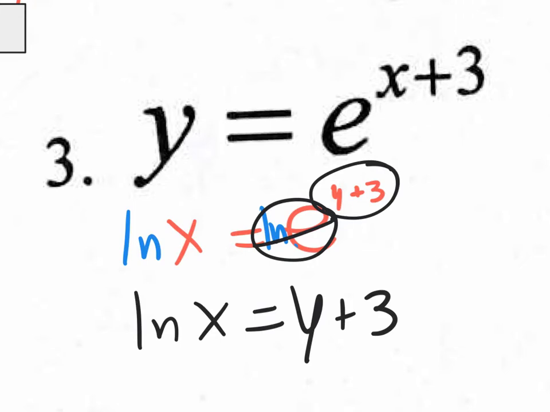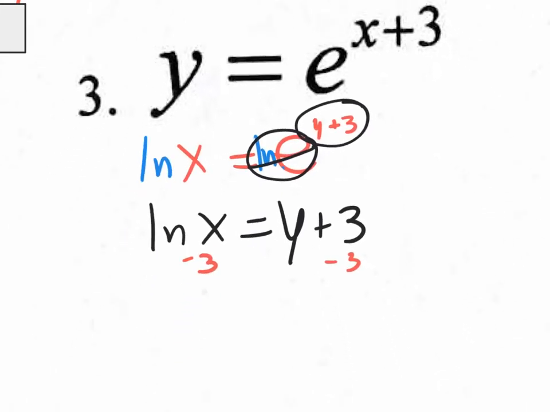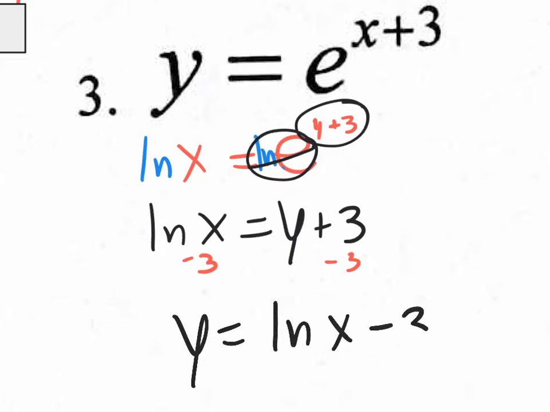Now we need to get y by itself, subtract 3, subtract 3. So your final answer is y equals ln of x minus 3. Now let me ask you this right here. On this logarithmic function, is this an h shift or a k shift? It's a k shift. It's a number that's all by itself at the end.